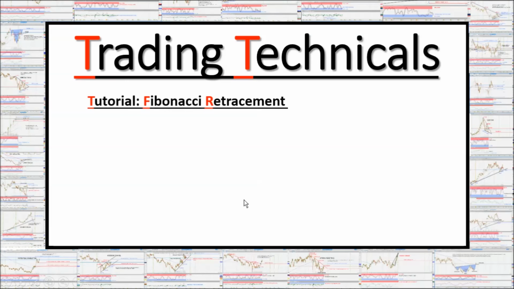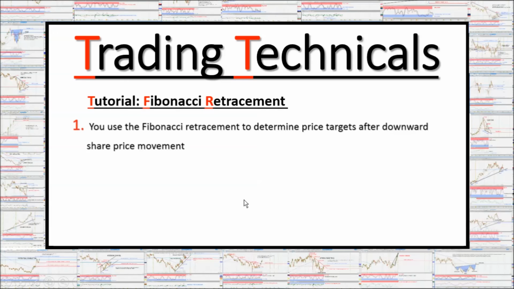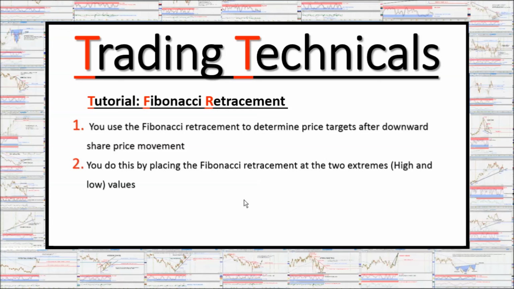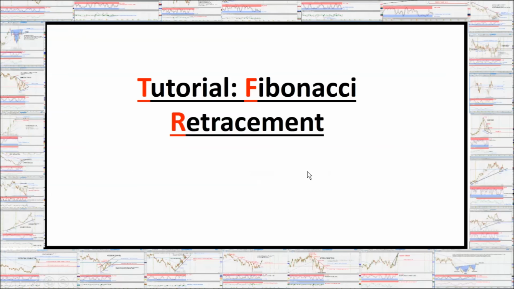To sum up the tutorial on the Fibonacci retracement, you use the Fibonacci retracement to determine price targets of the downward share price movement. And you do this by placing the Fibonacci retracement at the two extremes, the high and the low values. So I hope you can see after this tutorial how simple it really is to use the Fibonacci retracement in your trading to determine targets.